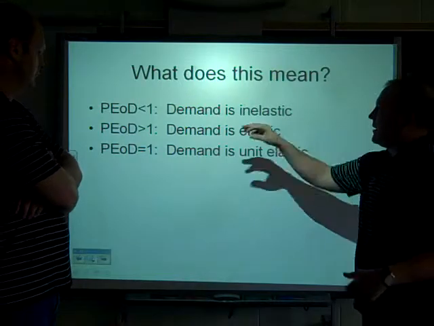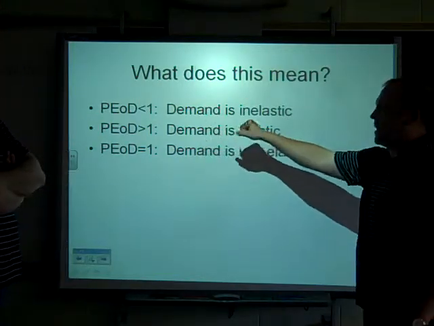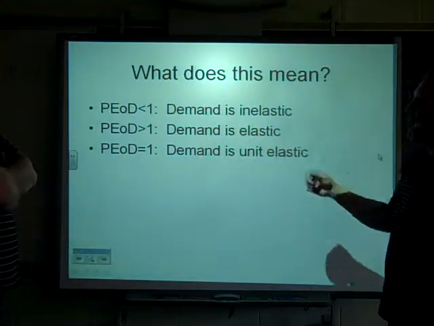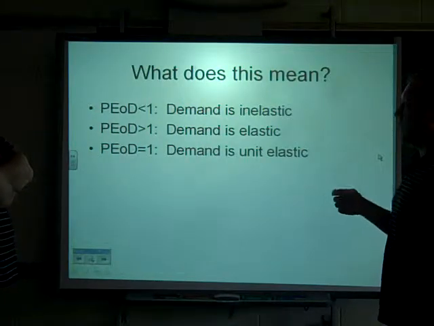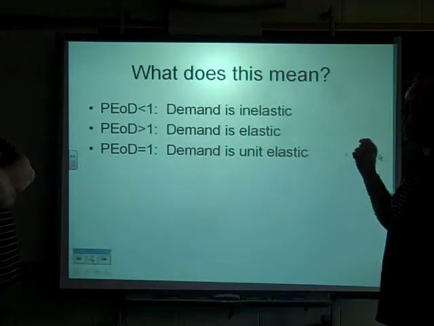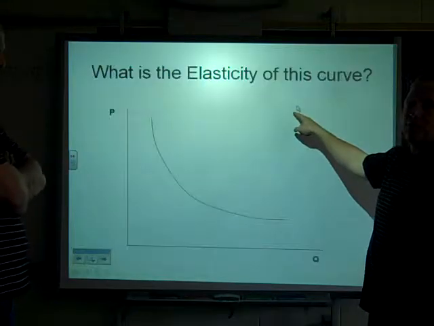And what PEOD here means is price elasticity of demand. And so when we look at the coefficient that we come up with, if it is less than 1, then our demand is going to be inelastic.